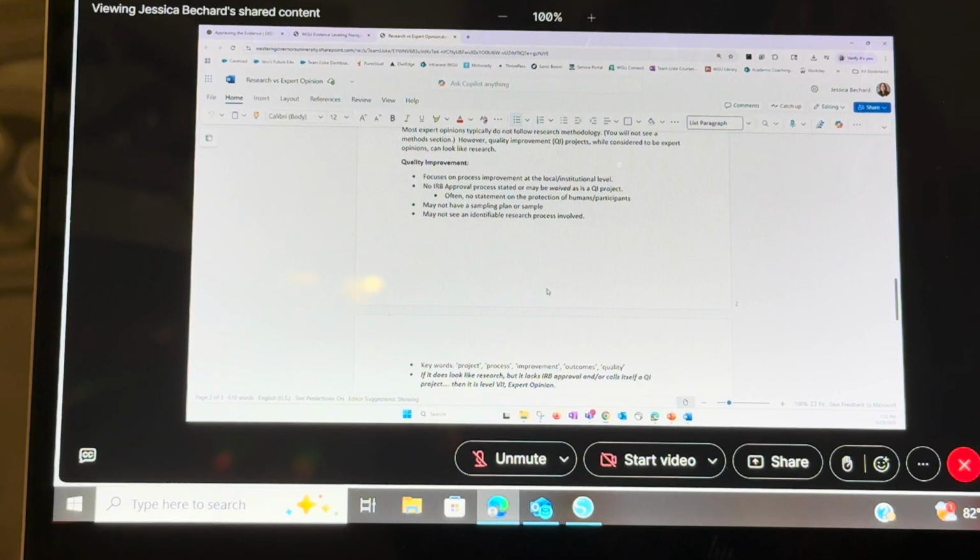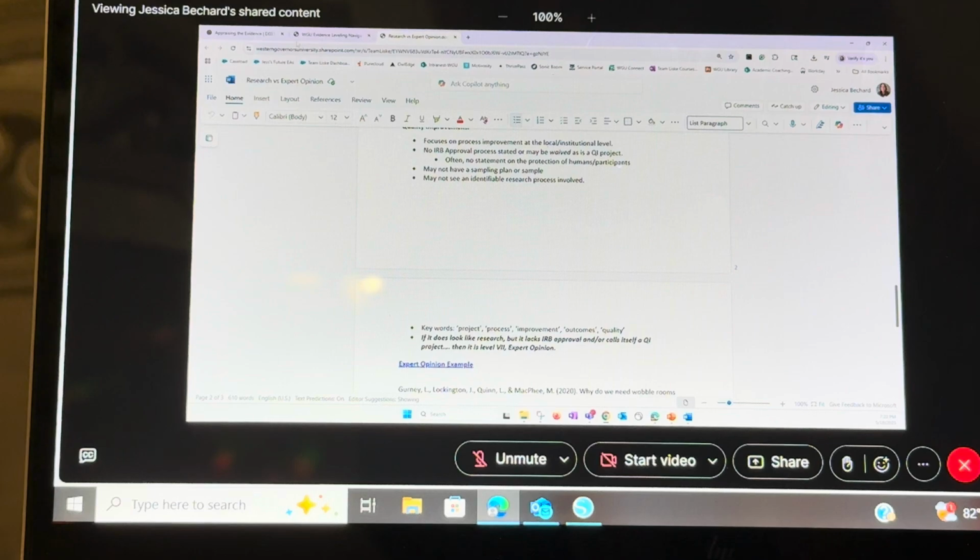So usually anytime you see the word quality improvement or a QI project or the word project, it's going to be a level 7 expert opinion. Okay. So let's go back to our article. And Janet, you had a question.